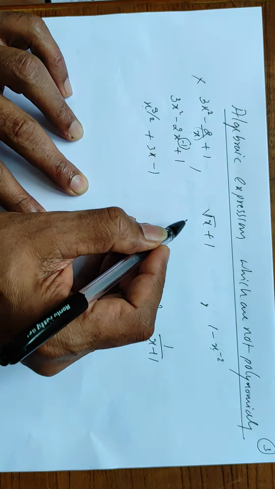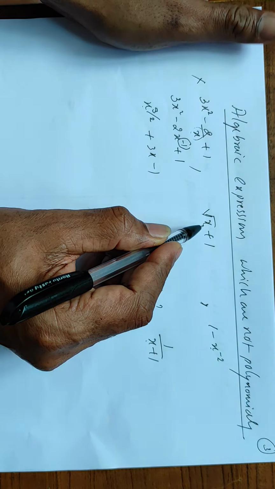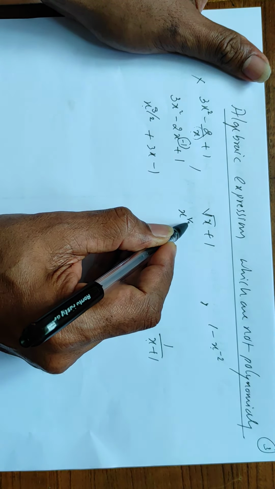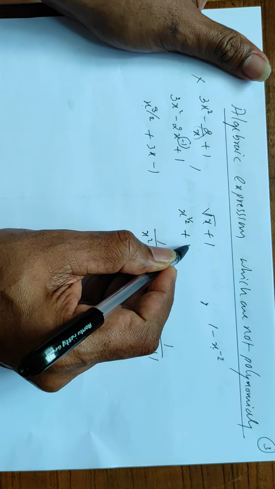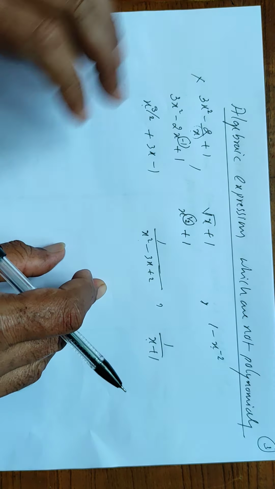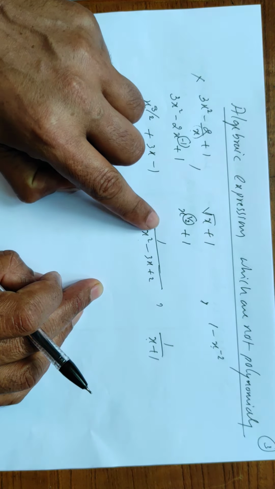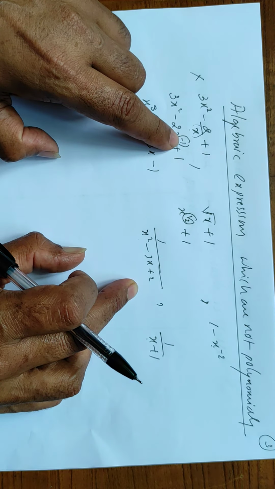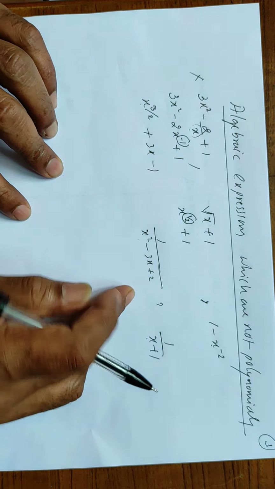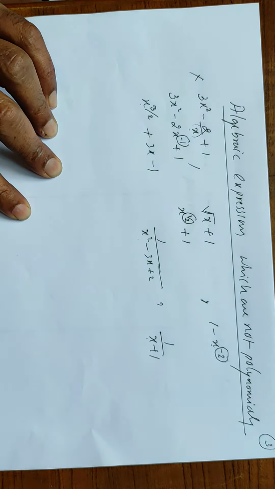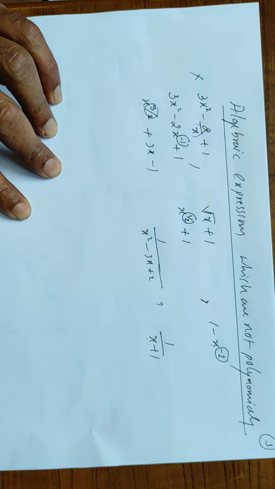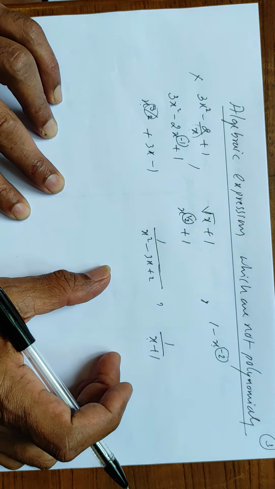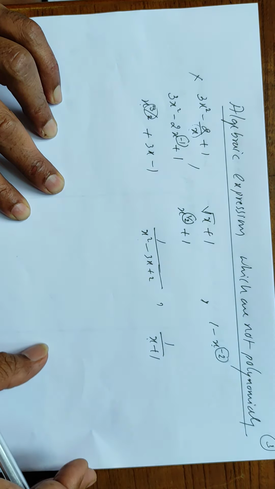In the second example, square root of x plus 1. If x is written in the index form, it becomes x power half plus 1. Once again, the exponent of the variable is not a whole number. Here also it is a fraction. And you can easily make out that if x is in the denominator, it is not a polynomial.